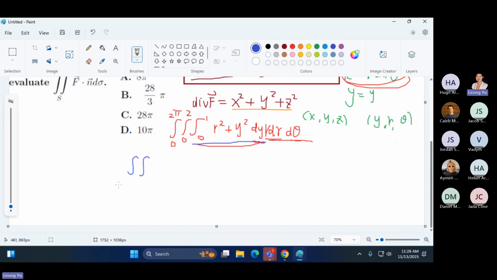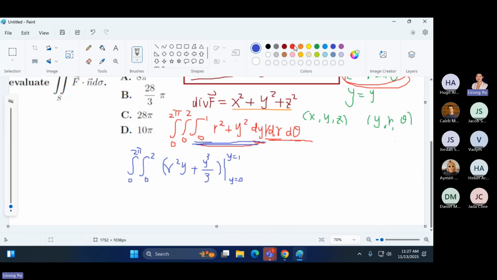The outside integral is 0 to 2 pi, and the next one is 0 to 2. Now let's integrate 0 to 1 for the y, and you have r squared y plus y cubed over 3. It's integrating the y squared. This is the antiderivative of this function, and you have y equal to 0 and y equal to 1. Evaluate at upper limit and lower limit.